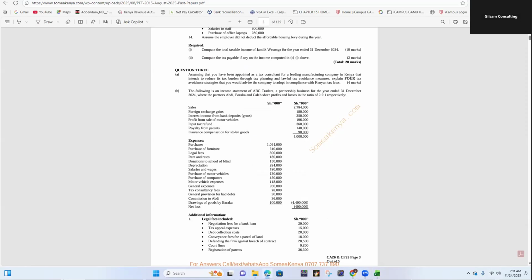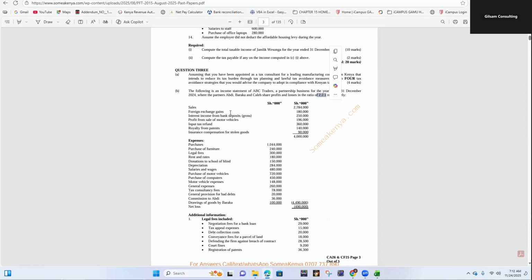We've been told the following is an income statement from ABC, a trader, which is a partnership. Whether it is a partnership or the other type, the approach is the same. It is for the year ended 1st December 2024, where the partners Abdi and Baraka share the profit and loss in the ratio given.